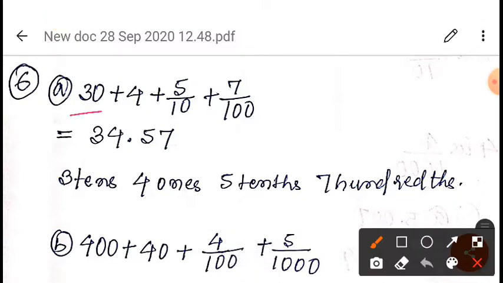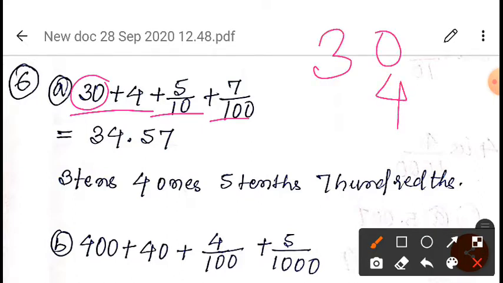This is a question: 30 plus 4 plus 5 by 10 by 7. So how can we write this? If you are not understanding, just do it like this. 30 plus 4. When you see tenths and hundredths like this, always remember that they are talking about a decimal point.